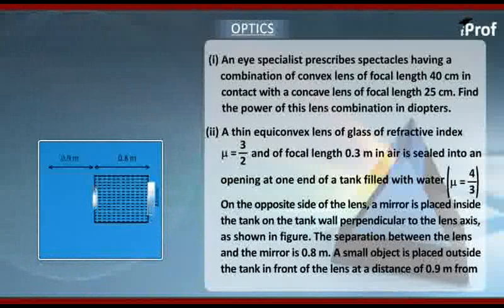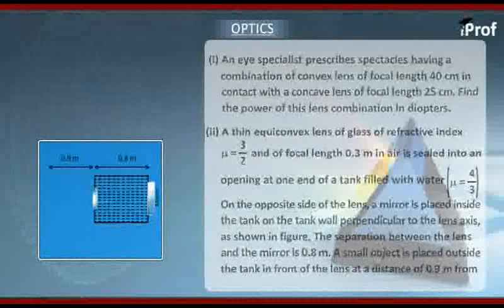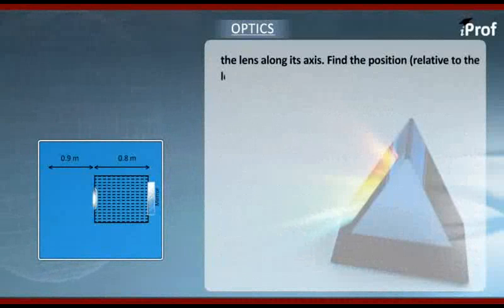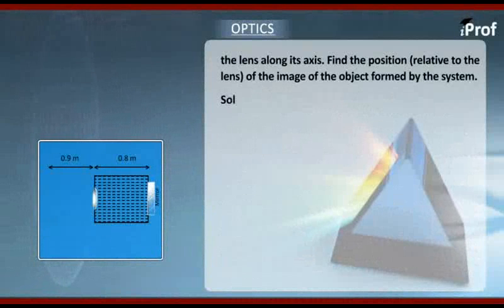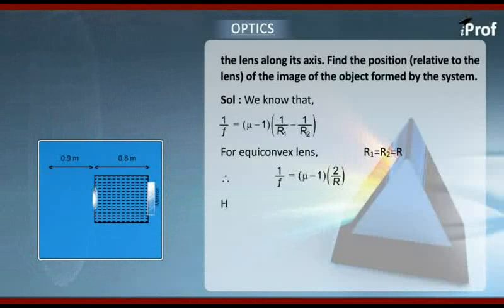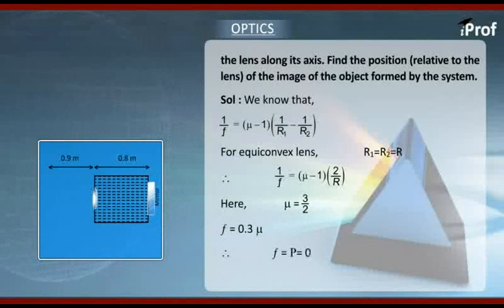There is a point object which is placed in front of this optical system at a distance of 0.9 meter, that is 90 centimeter, and we have to find out the final position of the image relative to the lens. Now let's analyze this problem. Though it appears a bit lengthy, when we enter into calculation, you will find that the calculations involved are very simple.